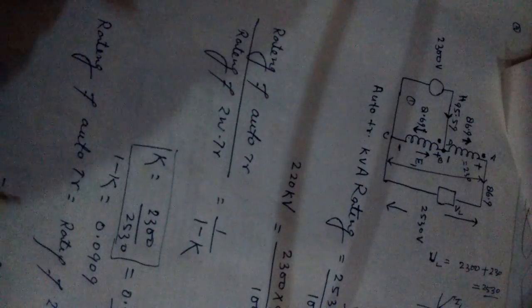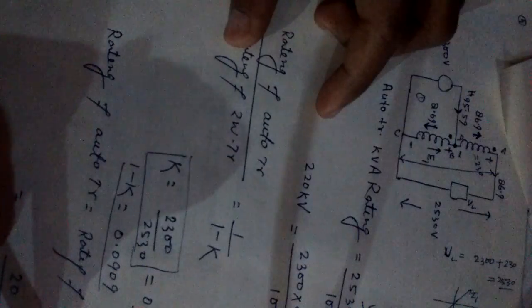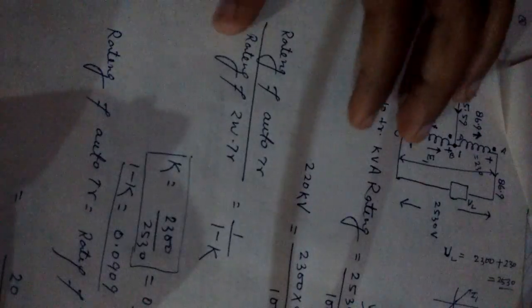K is N2 by N1. Here N2 is 2300 volt and N1 is 2530 volt. So K will be N2 by N1, which is always less than 1. It will be 2300 volt upon 2530 volt, which is 0.909. And if we want to calculate 1 minus K, 1 minus K will be 0.090. Then the rating of the auto transformer will be the rating of the two winding transformer into 1 minus K, and from here we can also calculate that the rating of the auto transformer is 220 kVA.